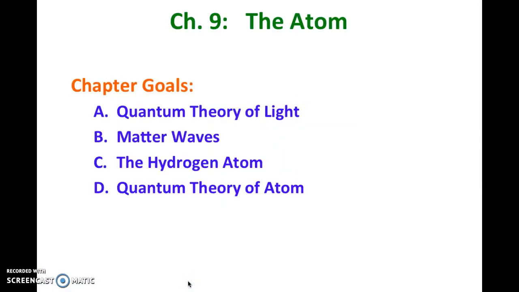Hello guys, today we start to study chapter 9, the atom. This chapter contains 14 sections, divided into 4 parts. We will learn about quantum theory of light, matter waves, the hydrogen atom, and the quantum theory of atom.